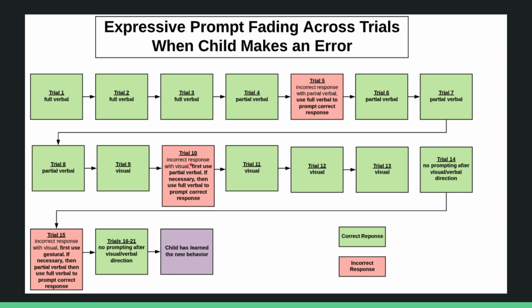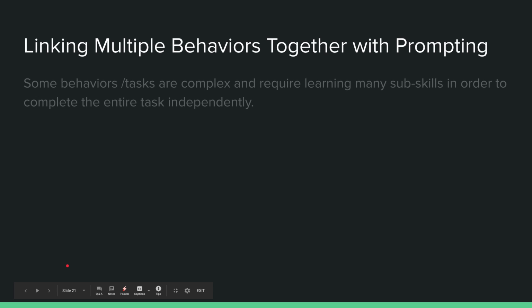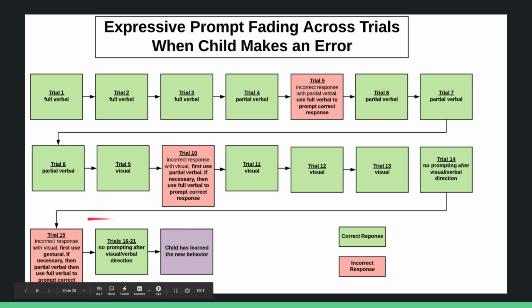But oops, you made an incorrect response with the visual prompt. So then you have to fade in the partial verbal, and then if necessary, use that full verbal prompt to prompt the correct response. So after that, you have to start over again with trying to get 3 trials in a row of the correct response using your visual prompt, and then you take out all prompting and hope that you get the correct response independent of prompting. But oops, you made a mistake. So you have to do the same thing.